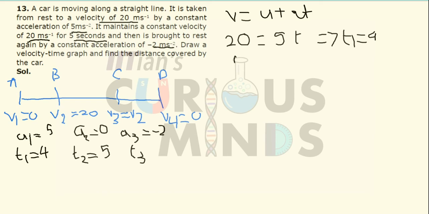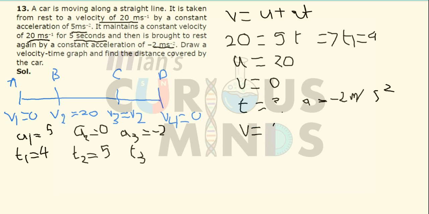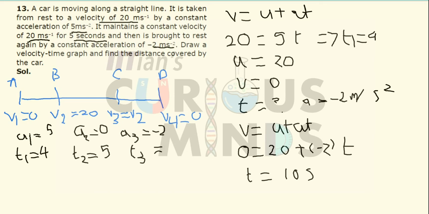The initial velocity over here is equal to 20 meters per second. The final velocity is equal to 0. The time required is unknown, and the acceleration is given as minus 2 meters per second squared. So let us find out the time period. v is equal to u plus at, that is, the final velocity is equal to 0, initial velocity is equal to 20, acceleration is equal to minus 2, and the time is t. So the time period required is equal to 10 seconds. So t3 will be equal to 10 seconds.